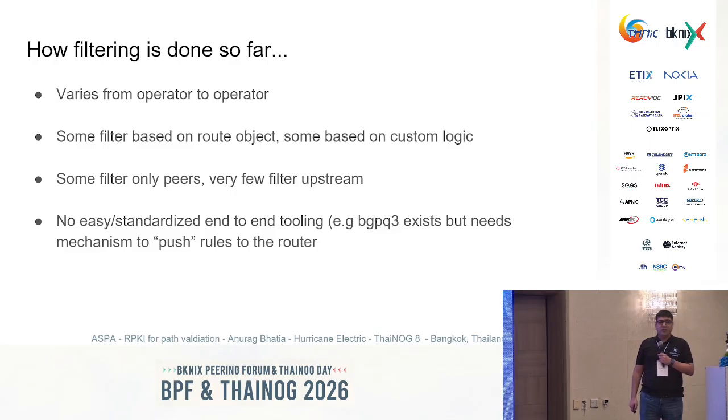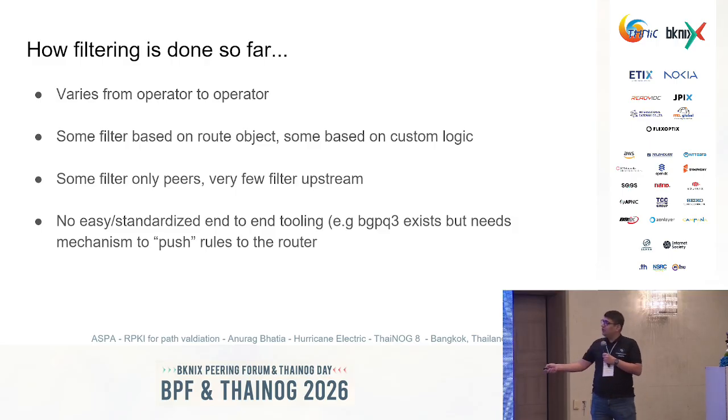Very few filter upstream, coming with a million plus routes in the routing table now. There's no standard end-to-end tooling. You may find BGPQ3 often quoted. It's an excellent tool for generating filters, but it's just a tool to generate filters. You still need some sort of wrapping around it to push them and then regularly update them, and also take care of extreme corner cases where you are failing to generate or where some problem has come up in the system. So there's no end-to-end integrated tooling which works with all the vendors at this point in time.